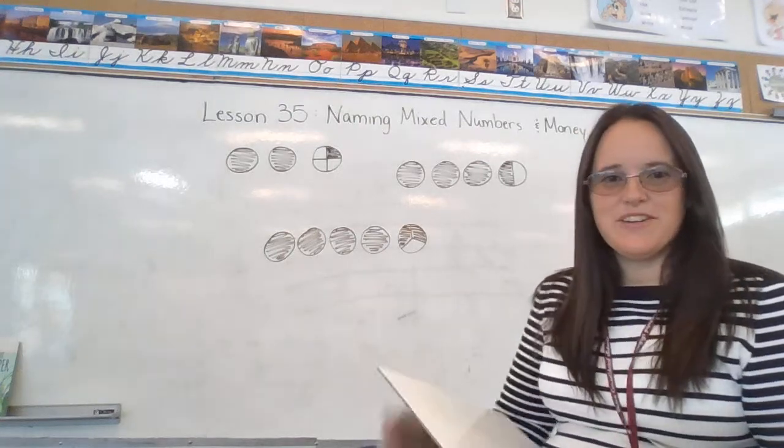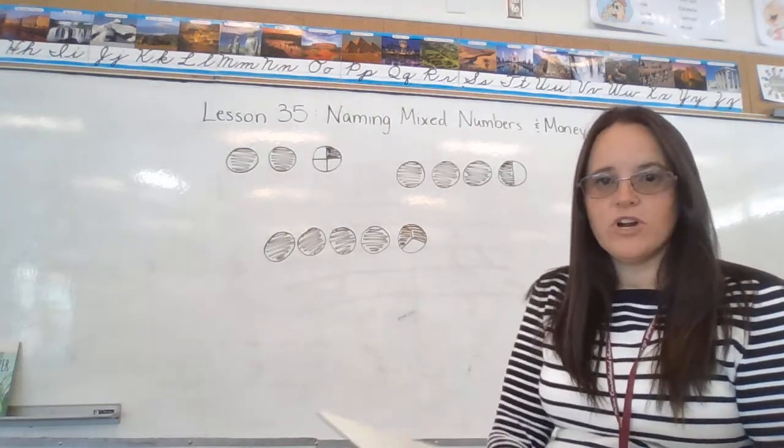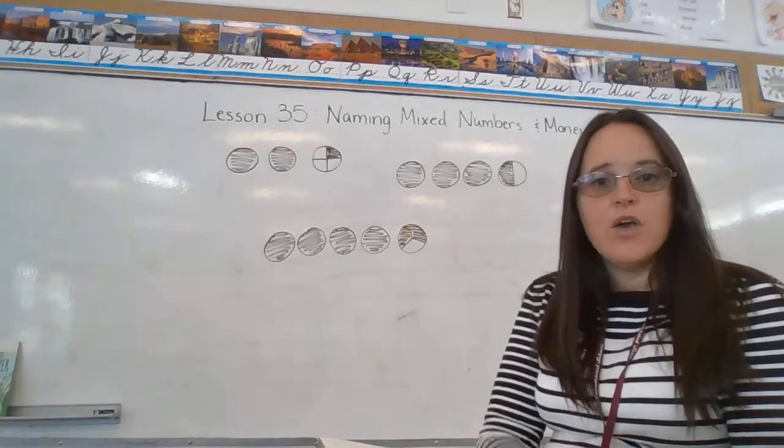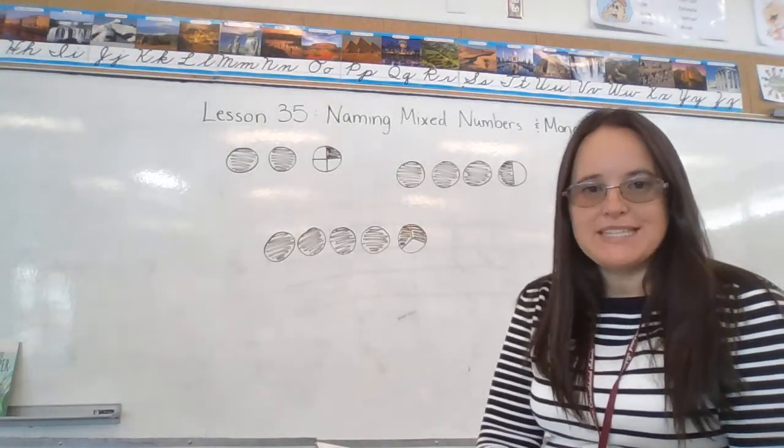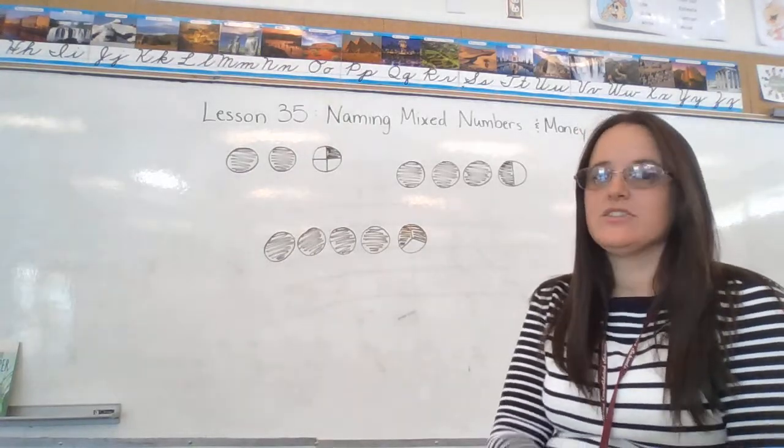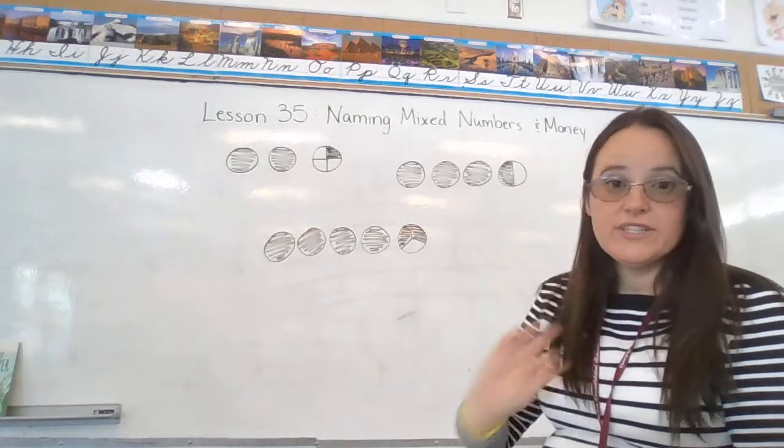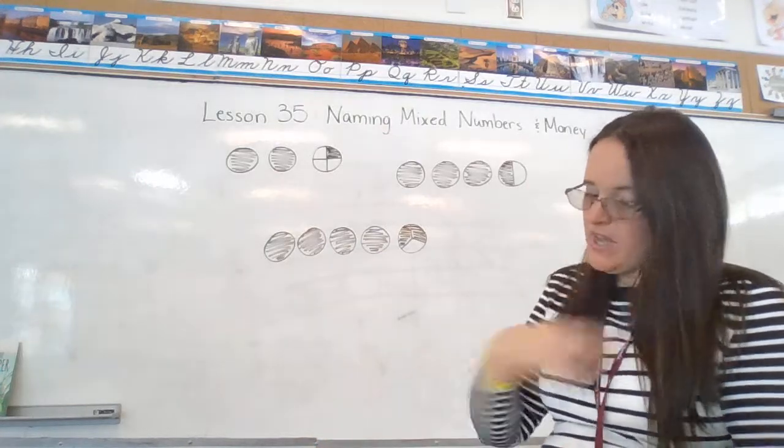Hi class, today we are on Saxon Book 4, Lesson 35, which is naming mixed numbers and money. So two different skills here. We're going to start with mixed numbers.